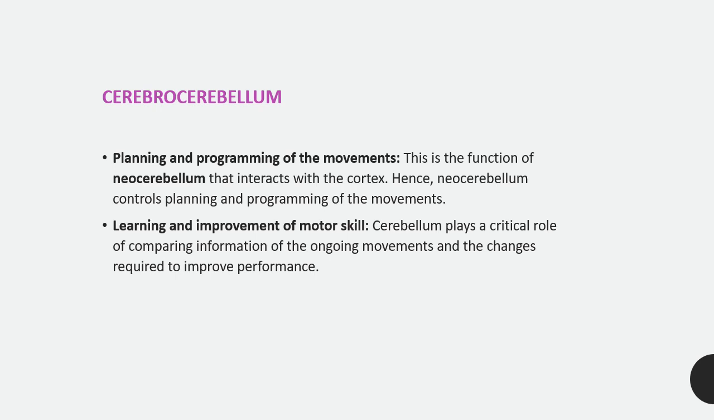Cerebrocerebellum: for planning and programming of the movements. This is the function of the neocerebellum that interacts with the cortex. Hence, the neocerebellum controls planning and programming of the movements. For learning and improvement of motor skill, the cerebellum plays a critical role of comparing information of the ongoing movements and the changes required to improve performance.